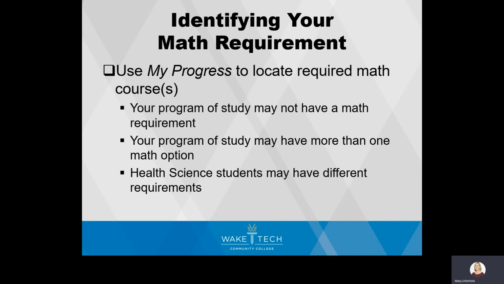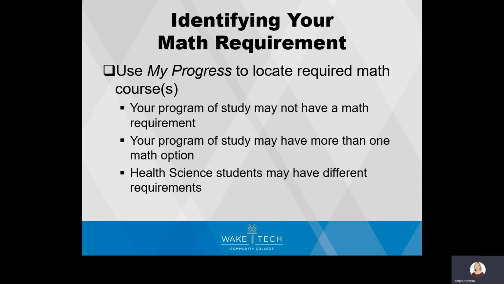Some things to think about as you're looking through your progress is that some programs of study may not have a math requirement. It's very rare, but there are some programs at Wake Tech that don't require math at all. For example, our Associate of Applied Science degree in Criminal Justice does not require math. You can take math, but you can also take Biology 161 in place of the math course.